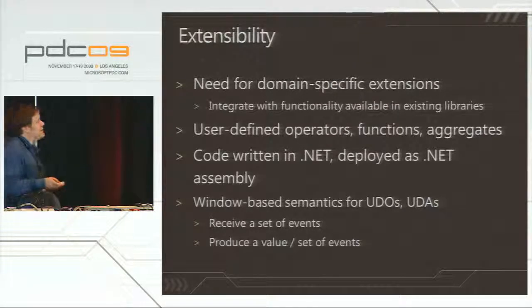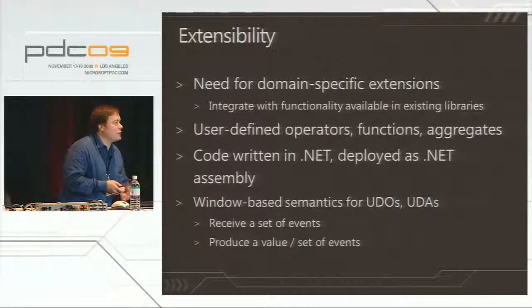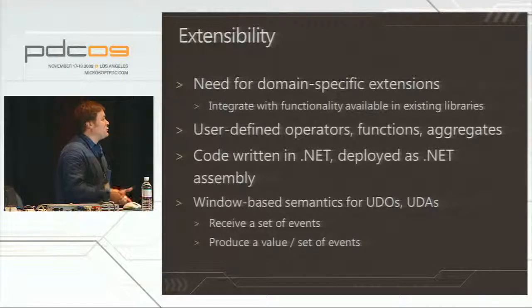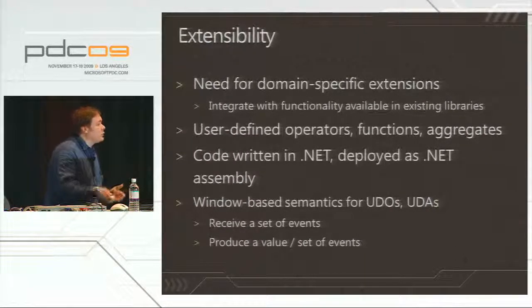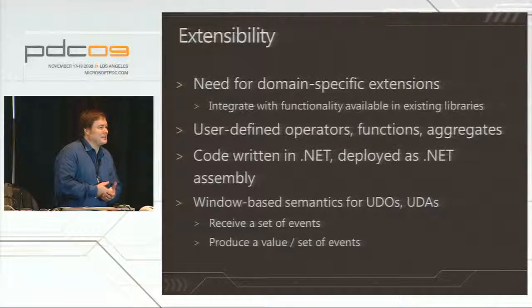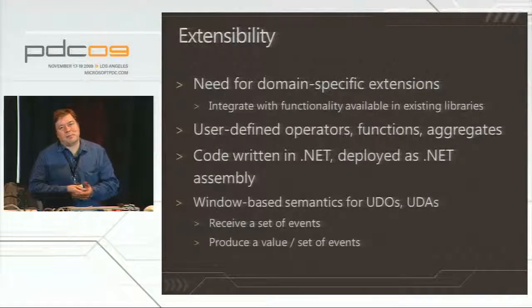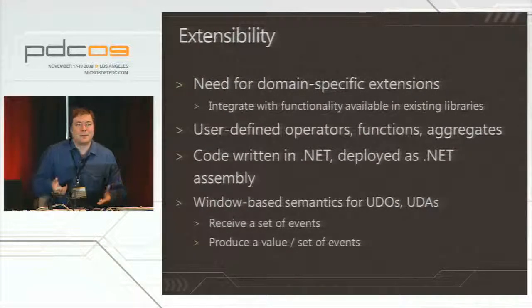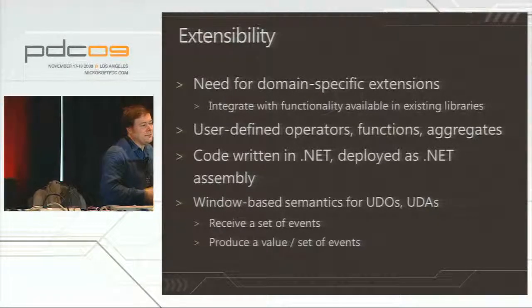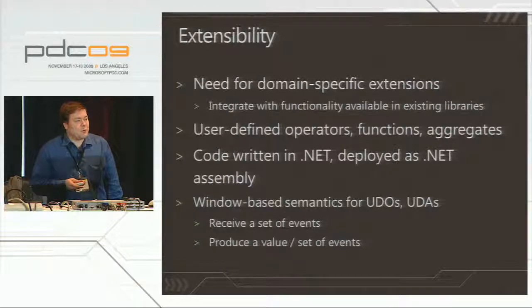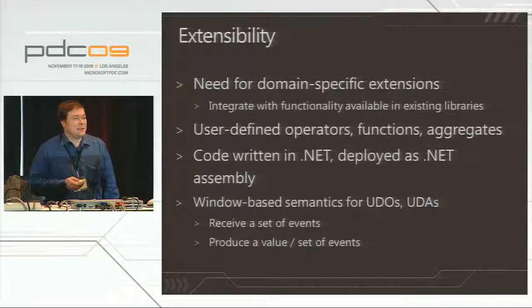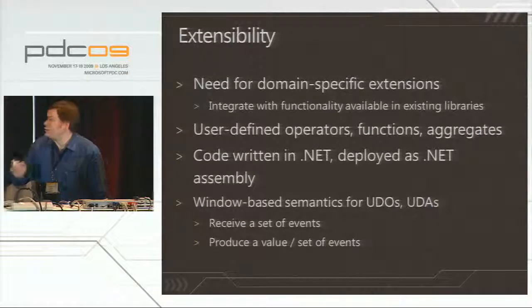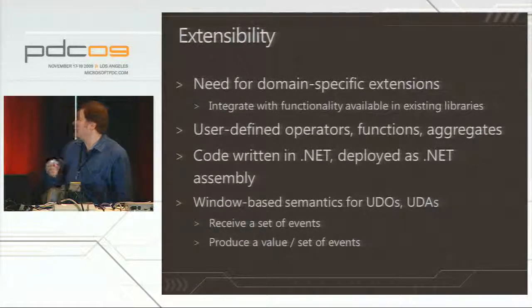Okay, so we have all these nice operators, right? You have join, you have union, you have select, you have filter, you have windowing operators. What else could you want? This is expressive, not quite Turing complete, but still quite expressive, right? But it's highly likely that we could not possibly anticipate all the domain-specific operations that you might want to do. So for this, we have extensibility. You can write user-defined static functions, UDFs. You can write user-defined aggregates, and you can write user-defined operators.